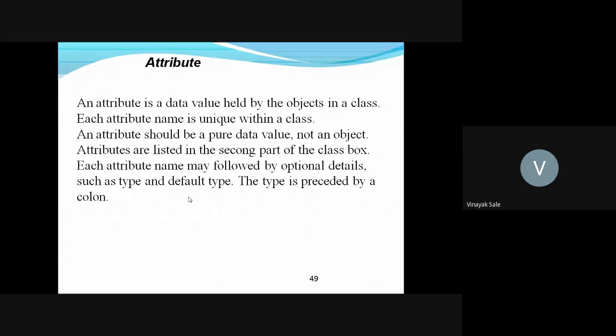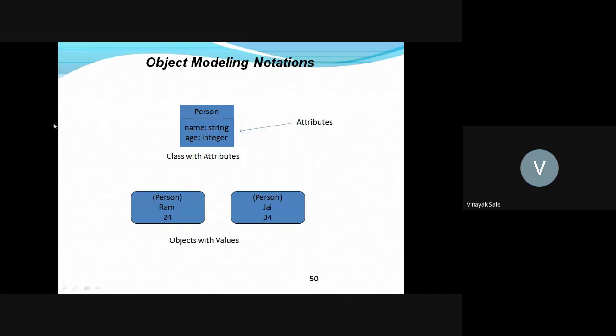Attributes are listed in the second part of the class box. Each attribute name may be followed by optional details such as type and default value. The type is preceded by a colon. Here, Person is the name of the class. Then these are the attributes: name, age. Name is a string and age is an integer. These are the attributes of the class.